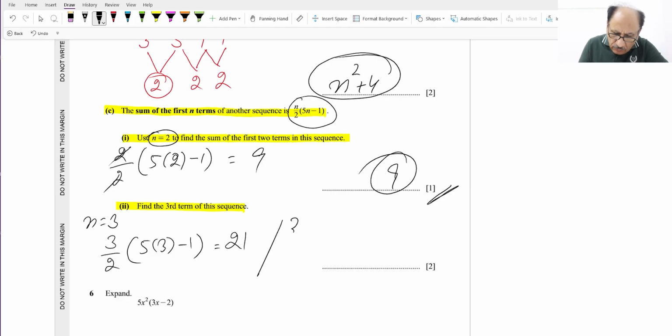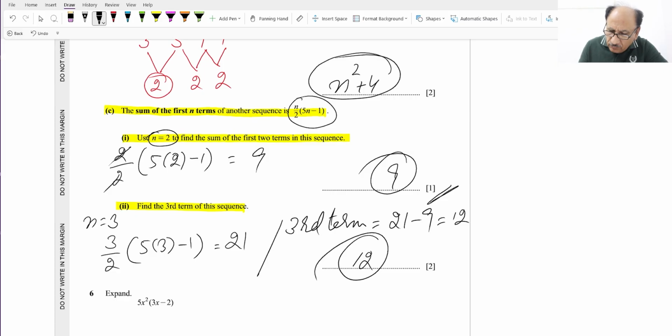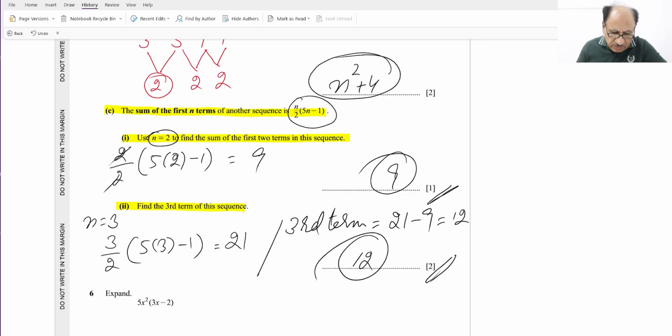So the third term will be equal to 21 minus 9, which is equal to 12. So 12 will be the third term. This will be our answer for 2 marks. If they were asking for the sum of the first three terms, the answer would be 21. But in this case, they are asking for the third term. So the third term will be the sum of three terms minus the sum of two terms.